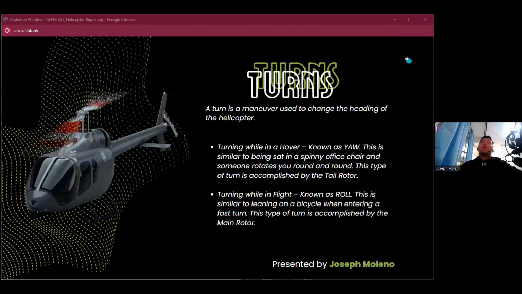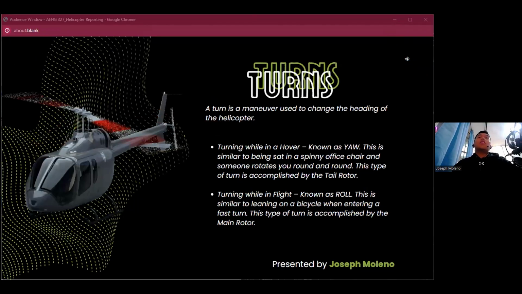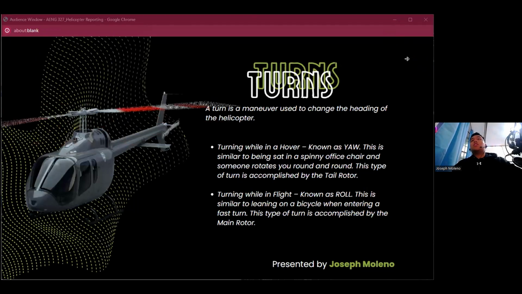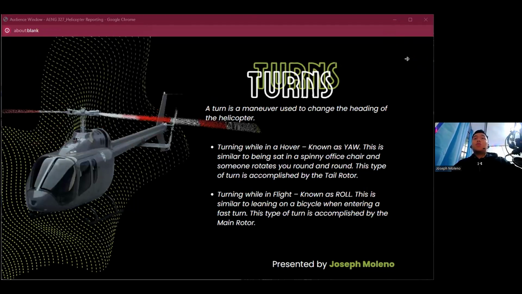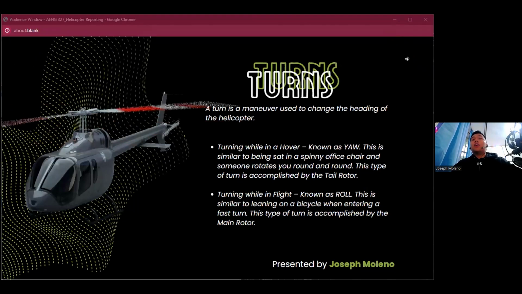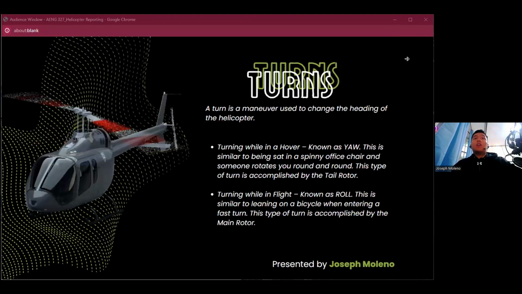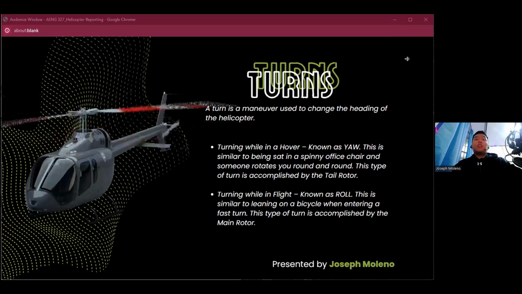So next we have the turns. What is a turn? A turn is a maneuver used to change the heading of the helicopter. There are two types of turns. First one is turning while in hover. This is also known as a yaw. This is similar to being sat in a spinny office chair and someone rotates you round and round. This type of turn is accomplished by the tail rotor.